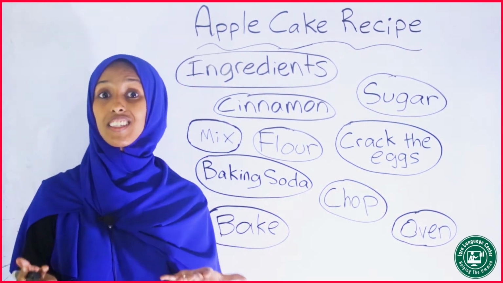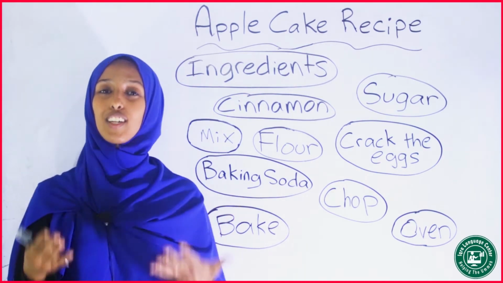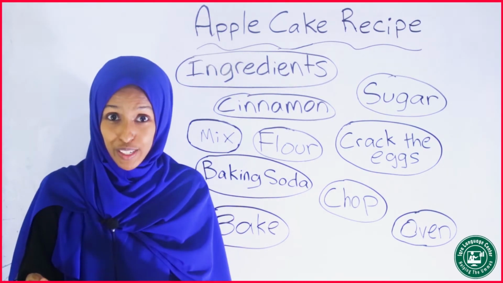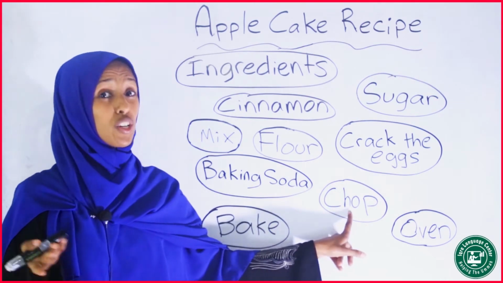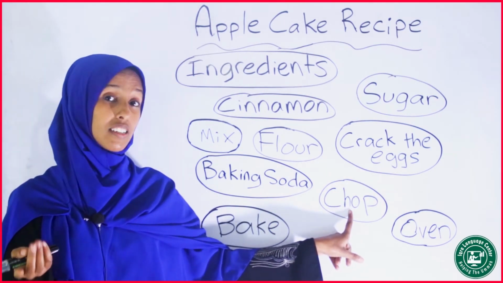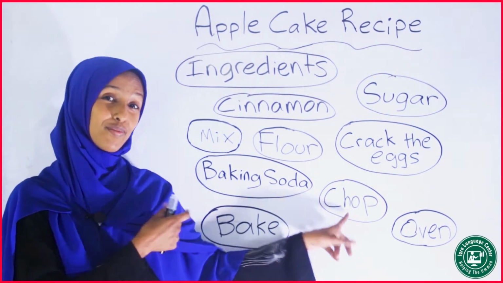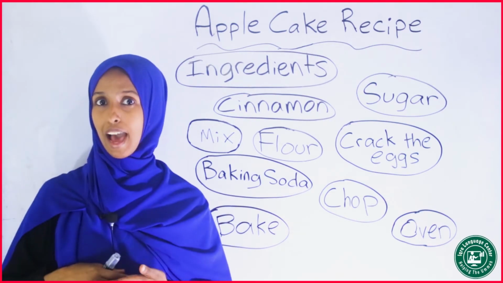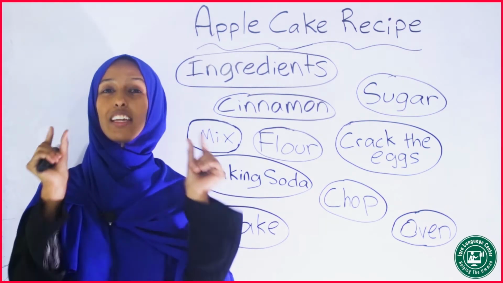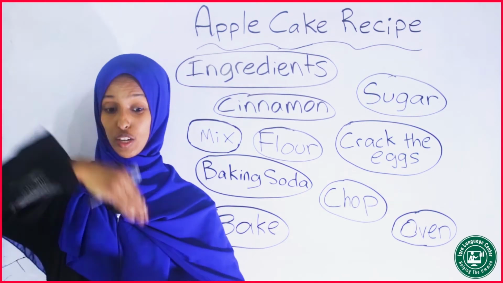But now we must add the most important ingredient, the apples. What do we do with the apples? We must? Correct. Chop the apples. Chop, chop, chop, chop into small pieces. Put it in the bowl.